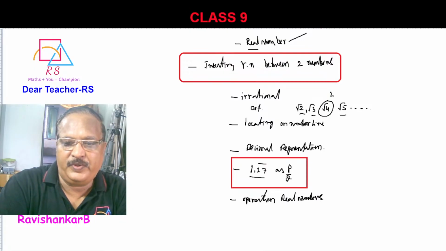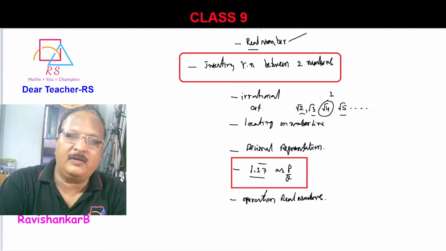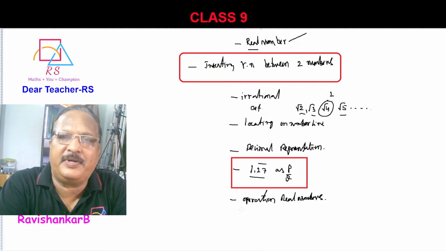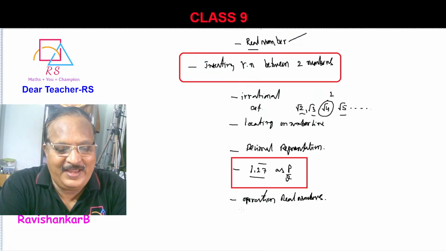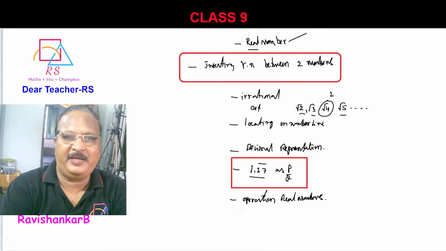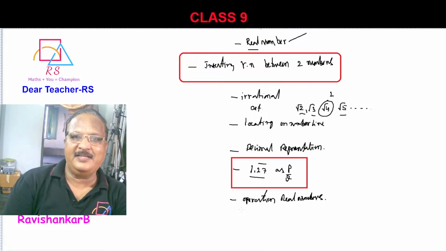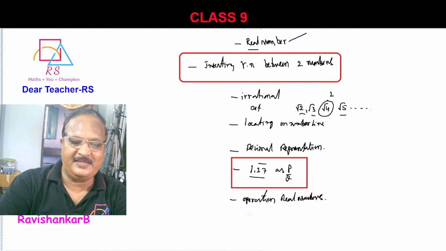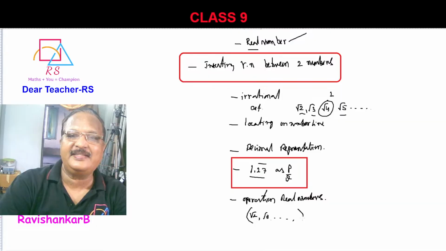Okay, so we know natural numbers. Operations means addition, subtraction, multiplication, division. We have done operations of addition, subtraction, multiplication, division in natural numbers, whole numbers, integers, etc., and now we have to do operations with root numbers: root 2, root 3, etc. That means irrational numbers.